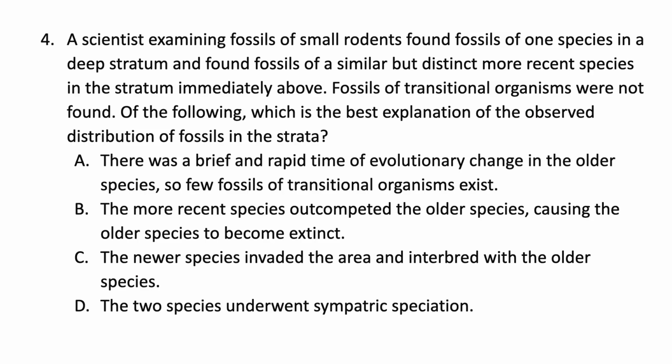A scientist examining fossils of small rodents found fossils of one species in a deep stratum and found fossils of a similar but distinct, more recent species in the stratum immediately above. Fossils of the transitional organisms were not found. Of the following, which is the best explanation of the observed distribution of fossils in the strata?